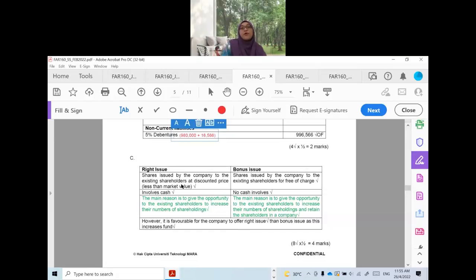The main point here is that the company needs money. By having more money, similar to having a loan, you can expand your business. You can buy more assets. With the money, you can pay other liabilities. So that is the advantage of having right issue when you relate it to the money that you receive. So that's all about July 2022.